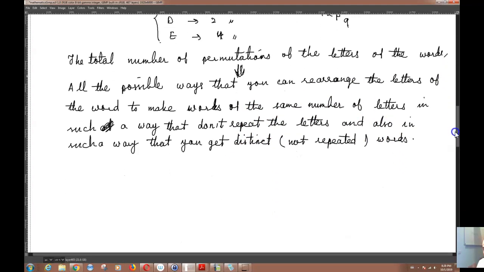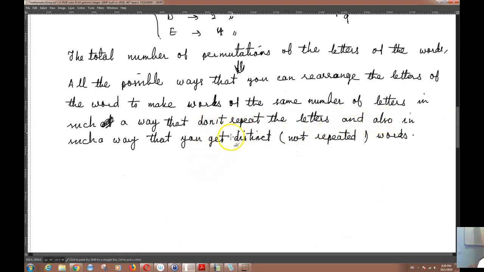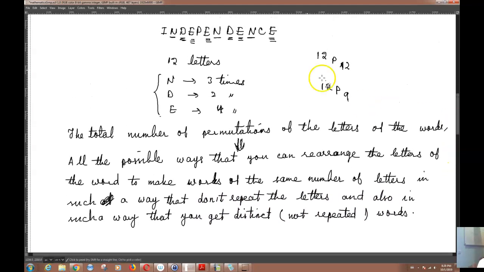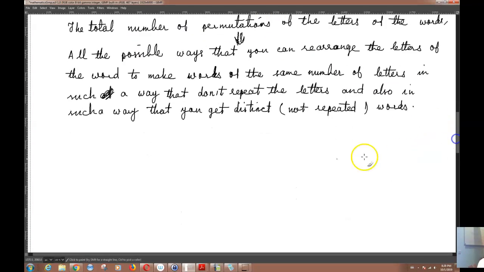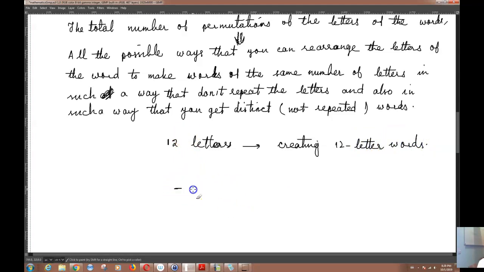When I say in such a way that you don't repeat the letters, that means that, for example, you have 12 letters in here, and let's assume that we are making 12-letter words out of those 12 letters. So I have 12 letters, and I'm creating 12-letter words. That means that I have 12 placeholders for the letters over here.